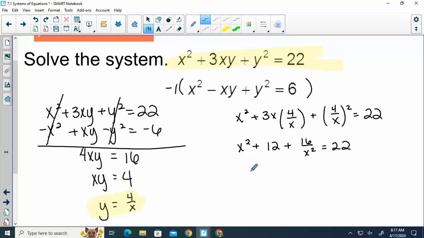Thoughts? Factor out an x squared. Oh wait, no, you can't. So I agree we should do something with that x squared. Do you guys want to keep the fraction or do you want to get rid of it? So we could get rid of it if we multiply everything by x squared.